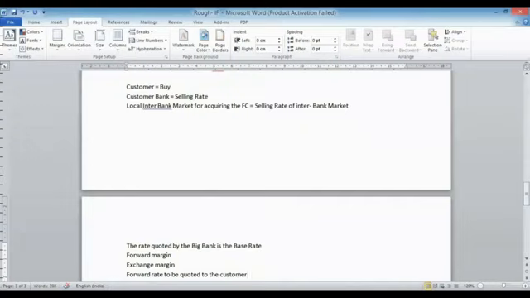This will be the procedure of deciding how the base rate will be decided and how the forward rate will be decided. That is over.